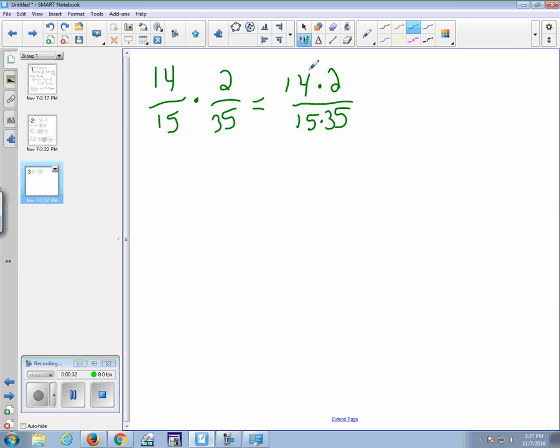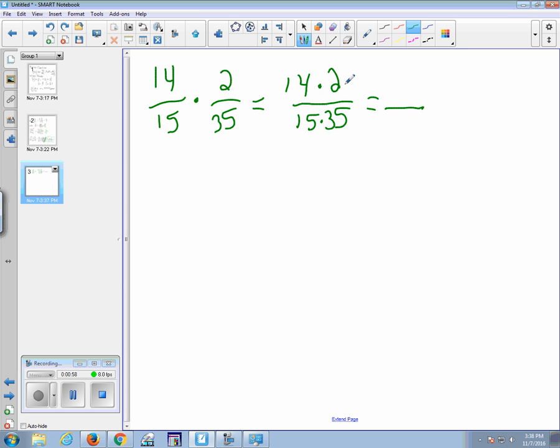We might be tempted to say 14 times 2, that's 28. 15 times 35. Eesh. Can't do that in my head. Go off here, do the arithmetic, get your big number, and then try to find common factors here. What a waste of time. Right? It's already factored for us.